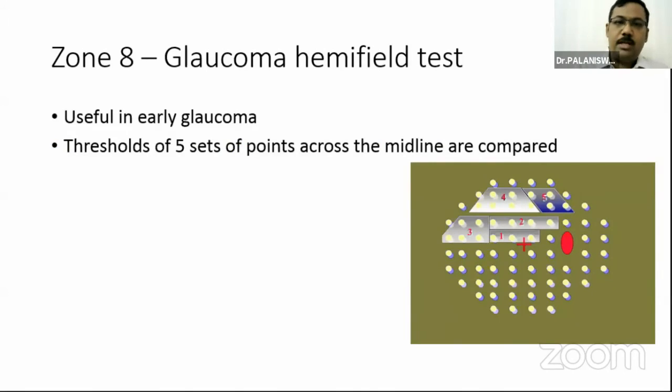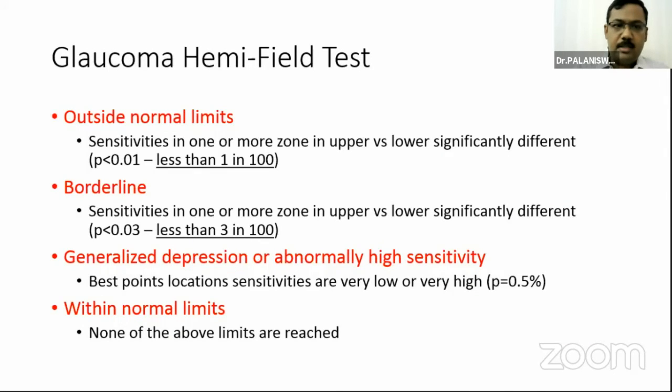Zone 8 is the glaucoma hemifield test. As we all know, most of the glaucoma damage occurs in the arcuate areas across the horizontal midline. So in this, 5 sets of points are taken and the thresholds are compared. The report we get is outside normal limits in case the difference of sensitivities is seen in less than 1 in 100. Borderline in case the difference of sensitivities is seen in less than 3 in 100. Then we have generalized depression and abnormally high sensitivity. If none of the above conditions are met, then it comes as within normal limits.